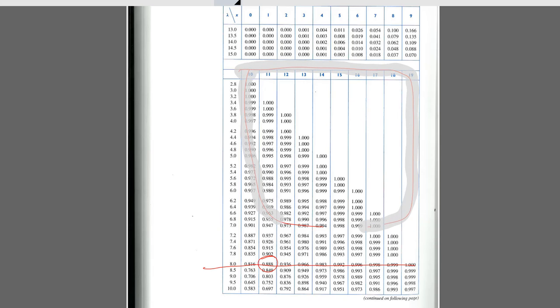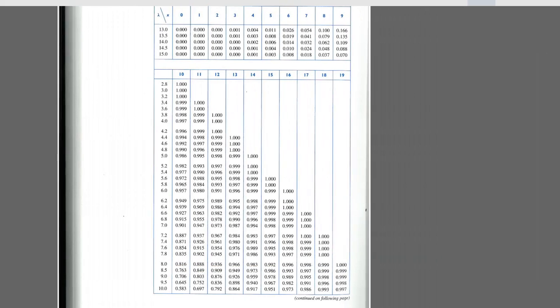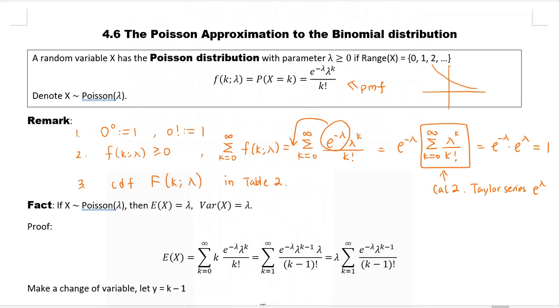You might need to find different pages for the same lambda value. All right, very good. So let's continue. Because we have the CDF, when you see the Poisson distribution, I suggest you use the CDF values to compute.